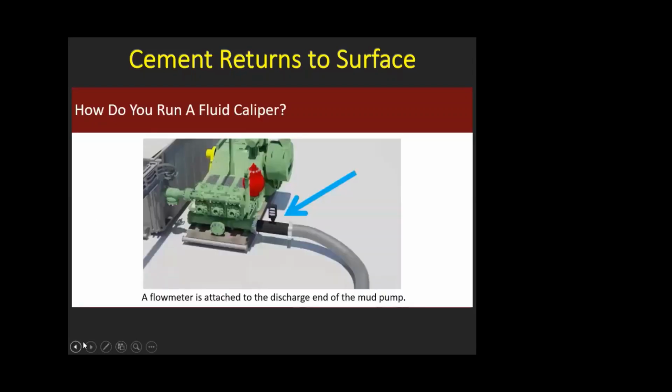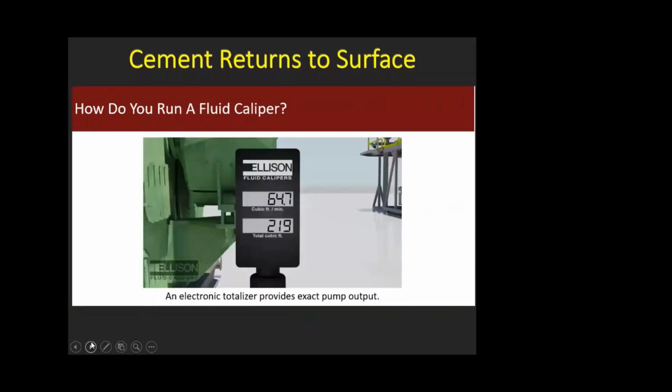So how do you run a fluid caliper? One of the most important things is to install a flow meter on the discharge end of your mud pump. Go ahead, Kirk. These are going to go quick here. That flow meter will have a totalizer that will give you the exact pump output. Now, this is important to know the exact pump output, because if you don't have that, you're just assuming 93 to 95% efficient.